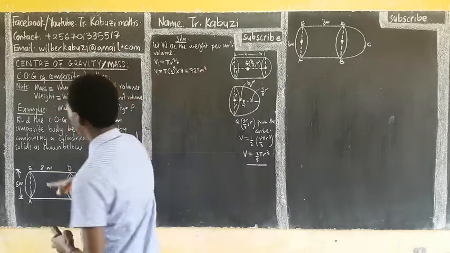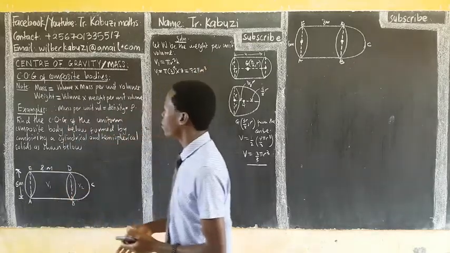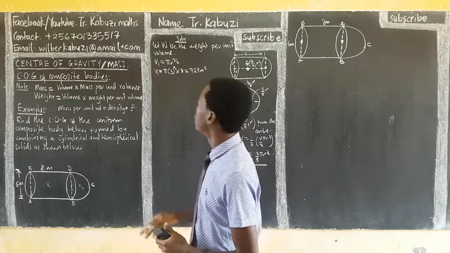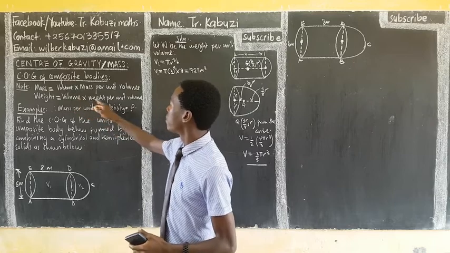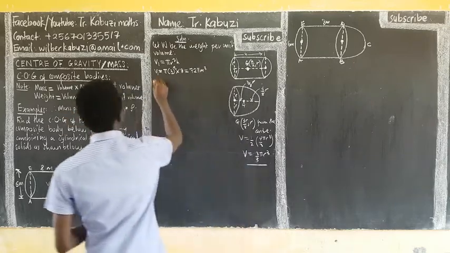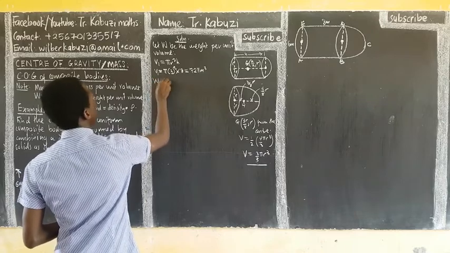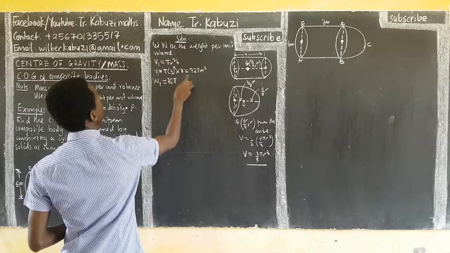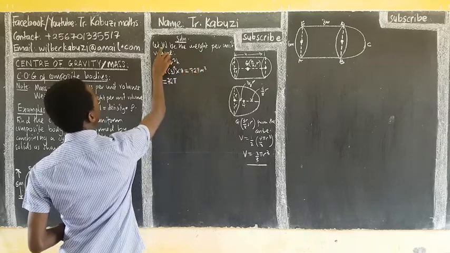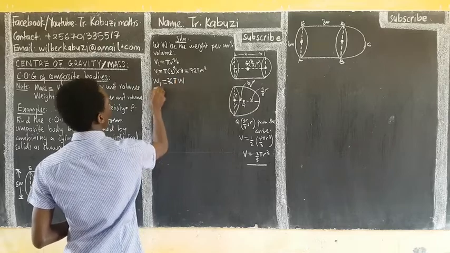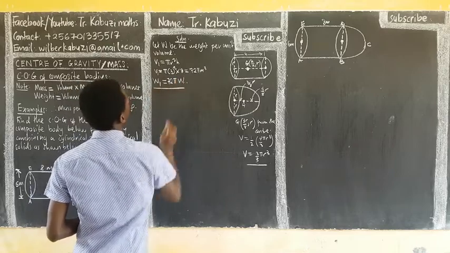Now we need to get the weight. How is the weight related to the volume? If we get the volume times the weight per unit volume, we shall get the weight. So our first weight for this first body is the volume times the weight per unit volume, W.